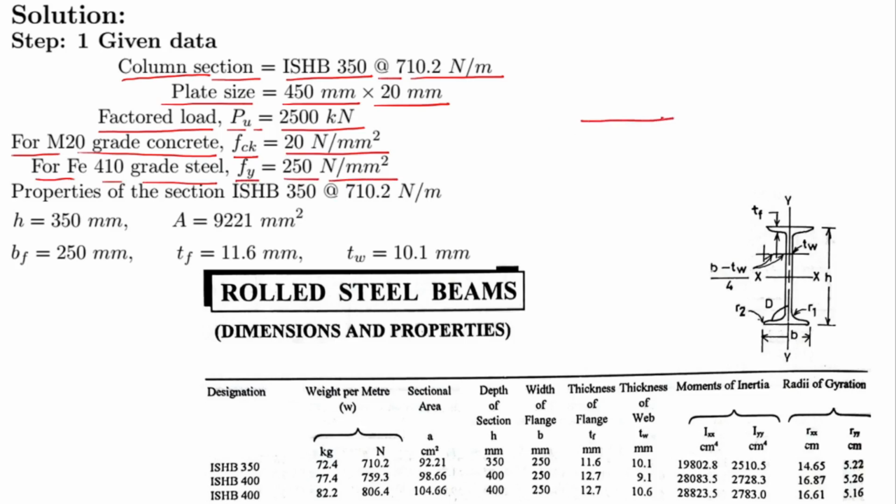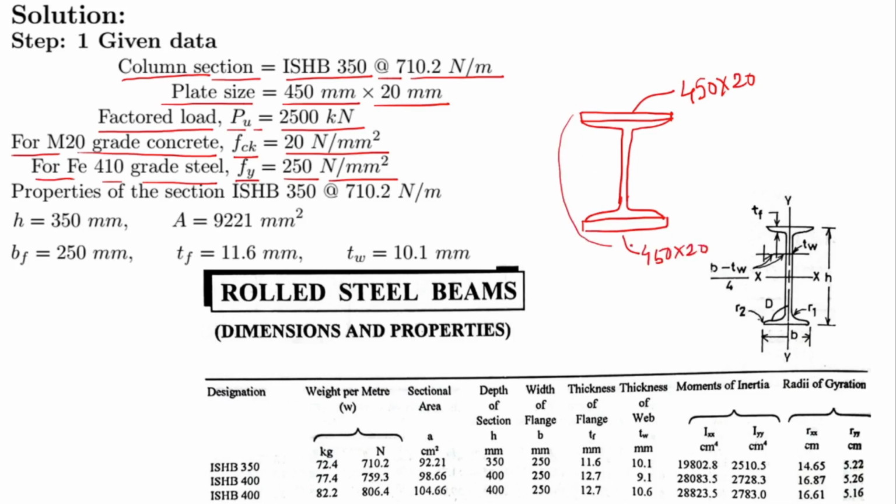As per the question, this is an I section, which is IS HB 350, and over the I section one plate is at the top, which has the dimension 450 into 20. Again another plate at the bottom has the same dimension. This is the overall given column section, which is a built up section of one I section and two flat plates.